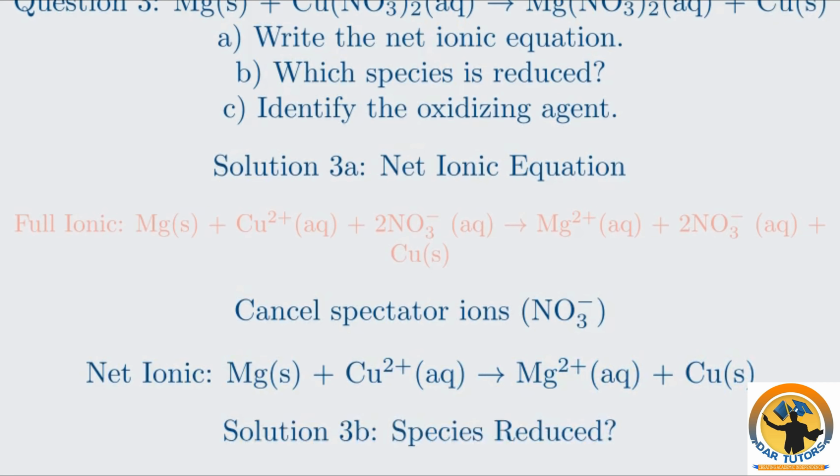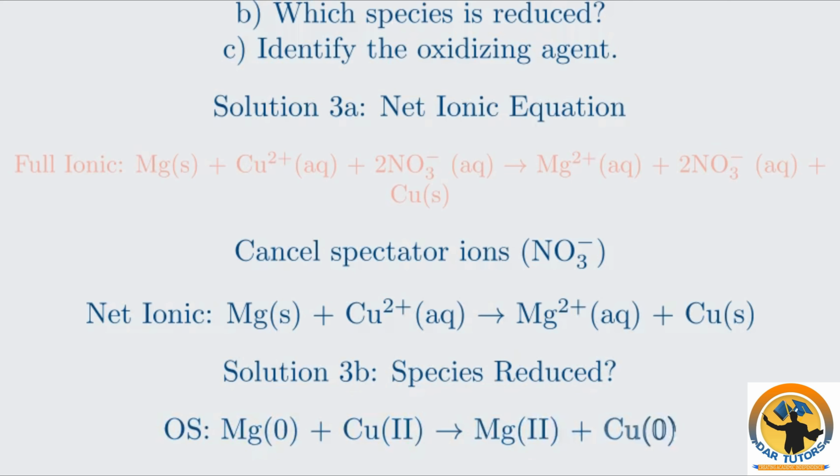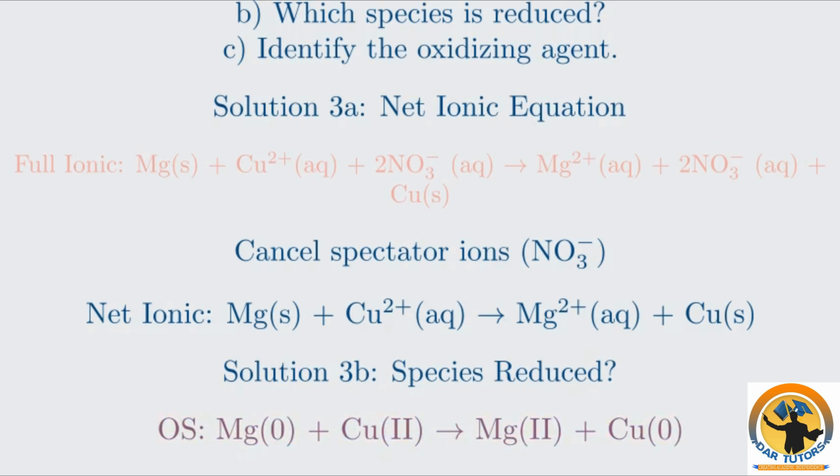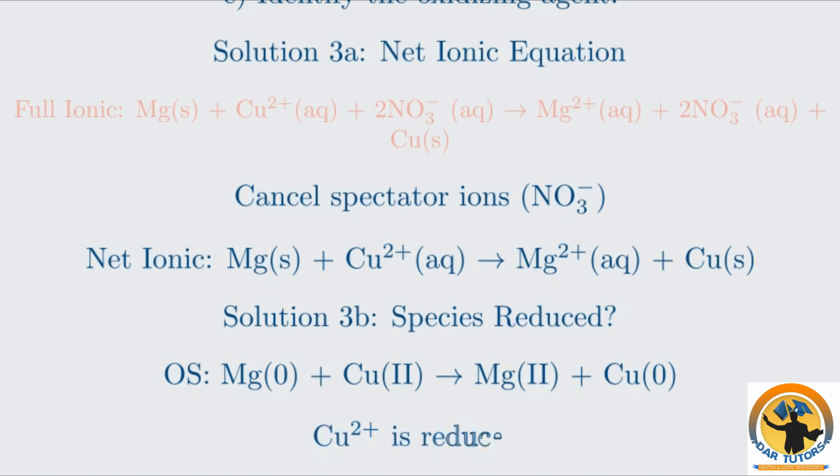For part B, we need to find the species that is reduced. Reduction is a decrease in oxidation state. Magnesium goes from 0 to +2, so it's oxidized. Copper goes from +2 to 0, which is a decrease. So copper(II) ions, or Cu2+, are reduced.